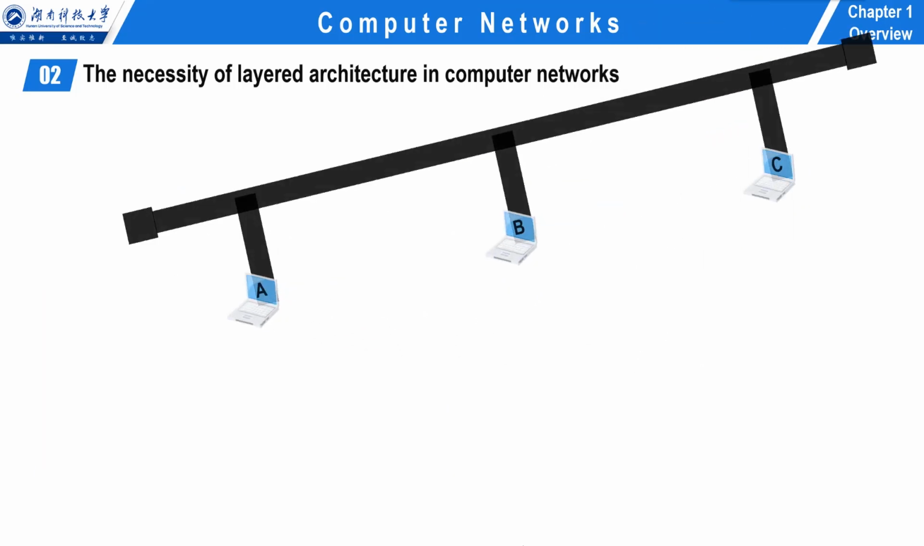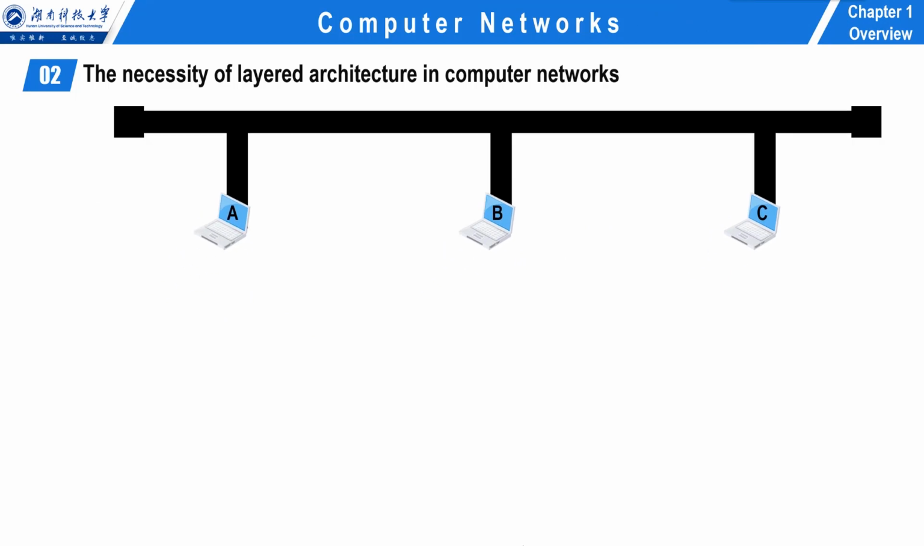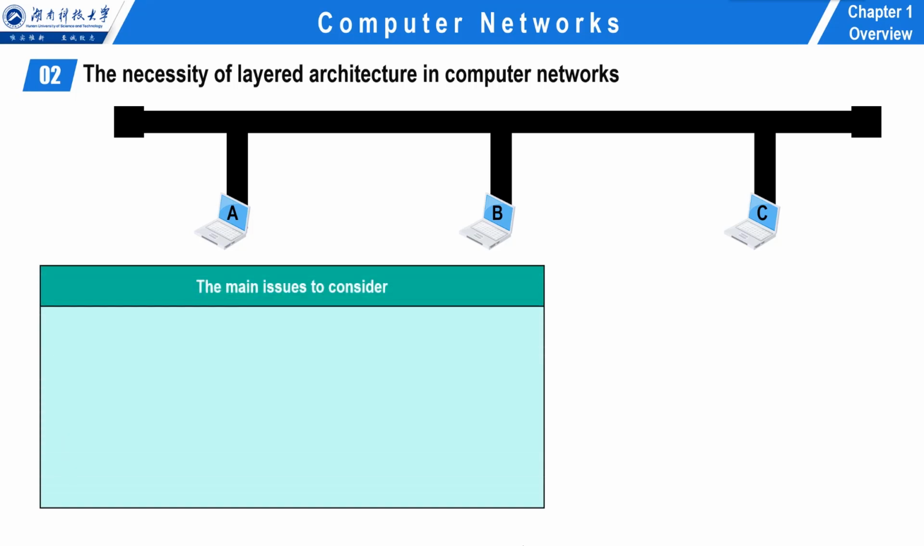Practical computer networks are often composed of multiple interconnected computers. For example, hosts A, B, and C are interconnected via a bus, assuming we have solved the physical layer problem, meaning that hosts can transmit bits 0 and 1 through signals. Let's see what other issues need to be solved in such a bus network. Suppose host A wants to send data to host B. The signal representing the data will propagate to every host on the bus.